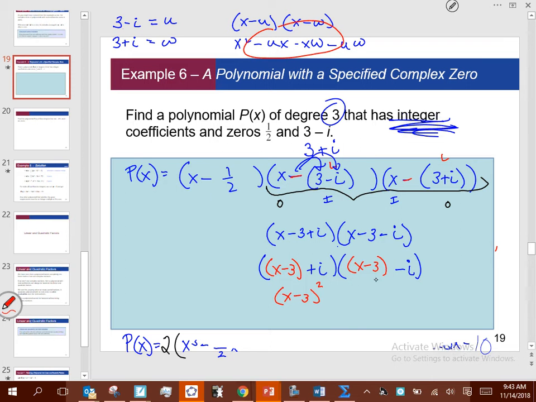What's i times negative i? Negative i squared, right? And negative i squared turns into plus 1, right? So what's x minus 3 squared? Well, x squared minus 6x plus 9, plus my 1 there. Does that give me the same thing a little bit quicker? All right. So that's the benefit.